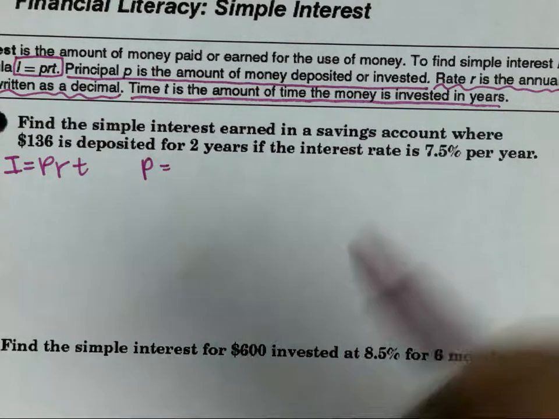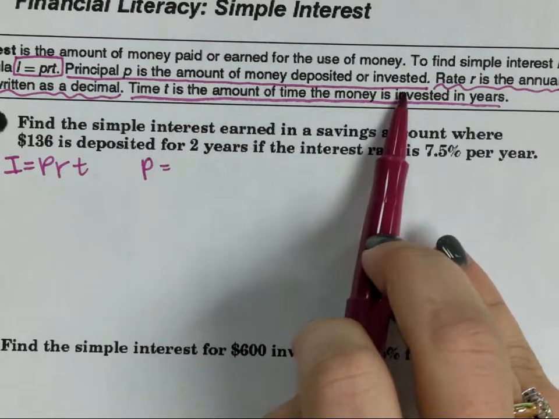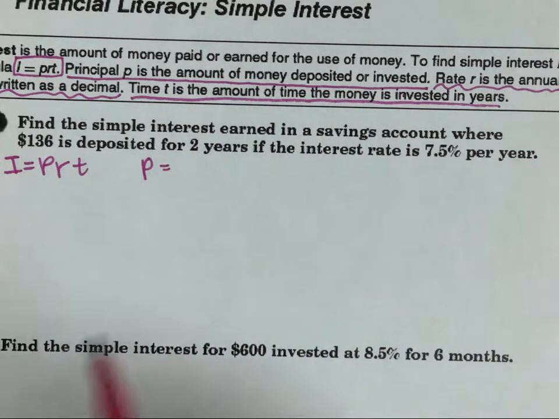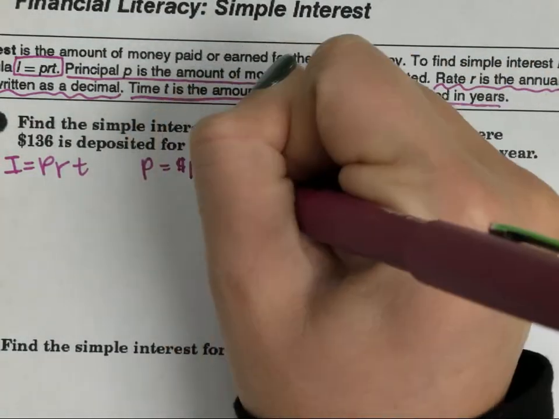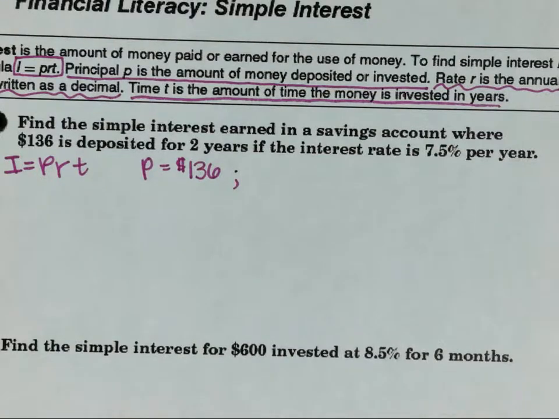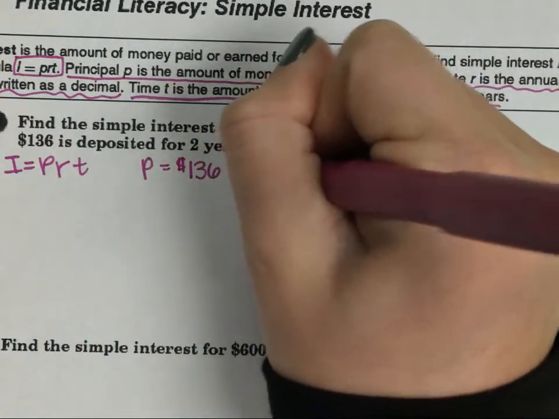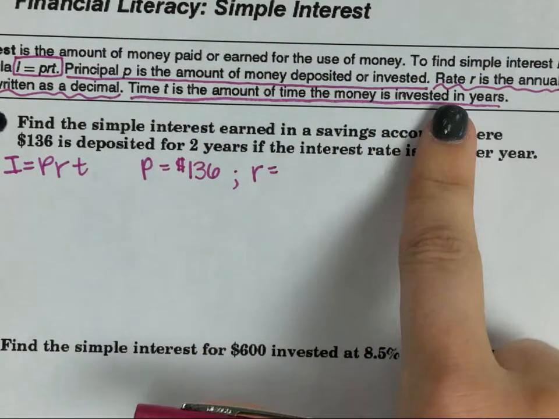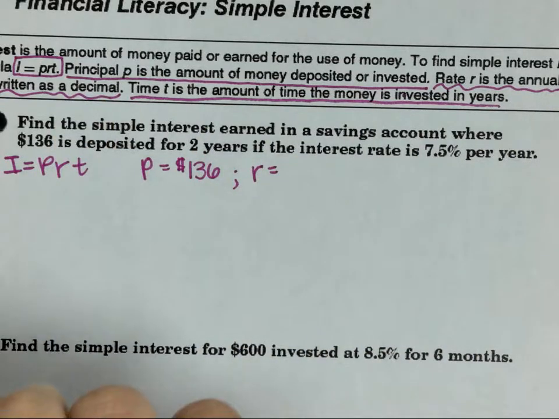So what part of that tells me how much money I'm depositing or investing? $136. So that's going to be my P. Okay, so P is $136. Now I want to find my R, which up here tells me R is the annual interest rate written as a decimal. So what is my interest rate?